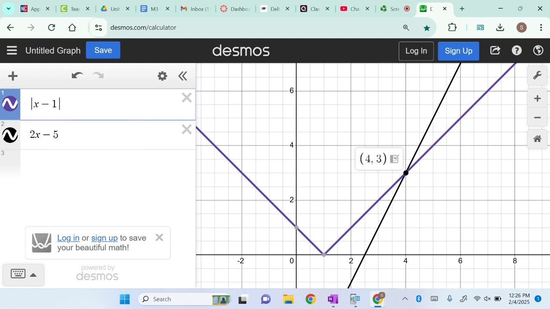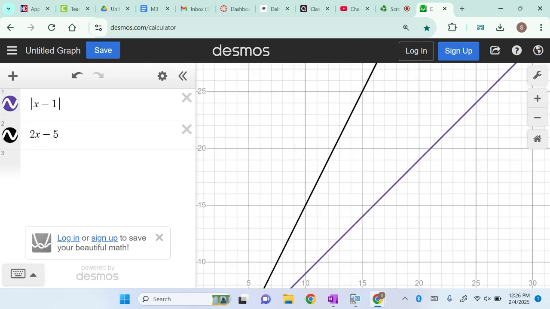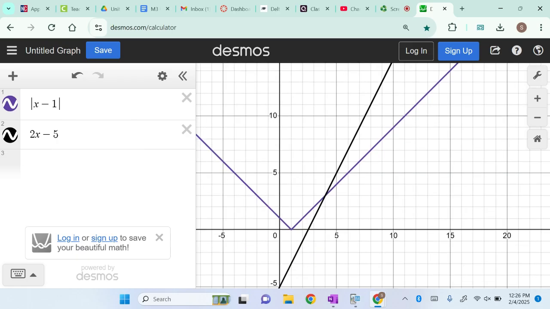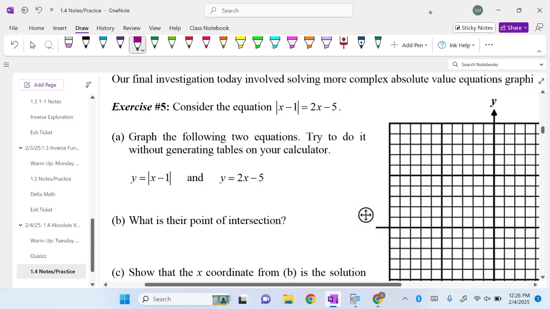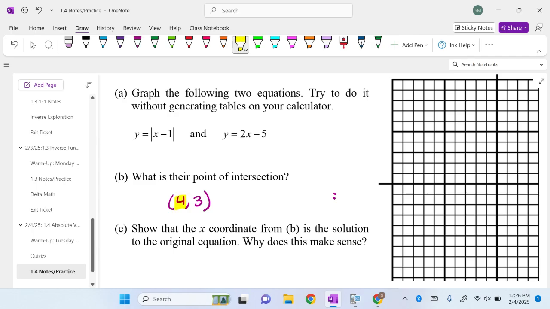When we solve, what are we typically solving for? If we solved an equation, what would we solve for? We'd solve for x, right? So if we solve this for x and it doesn't look like it intersects anywhere else, we would use the x value of the point, which is 4. The point of intersection is at 4, 3. Now, the x coordinate specifically is what we're looking at.